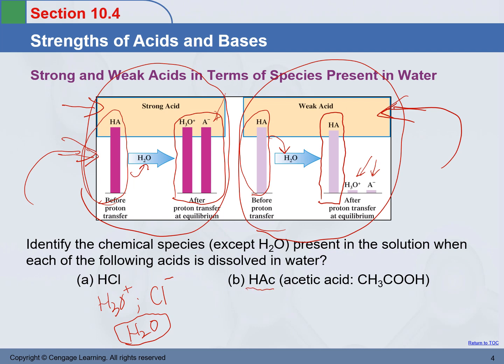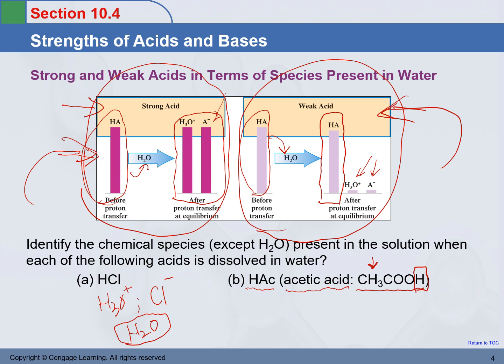B, HAc. Well, HAc is a shortened form for acetic acid. The true molecule for acetic acid is CH3COOH. It is a monoprotic acid. The hydrogen on oxygen is acidic. The other three hydrogens are on carbon. They are not acidic. So it is a monoprotic acid. Acetic acid is actually the acid in vinegar.